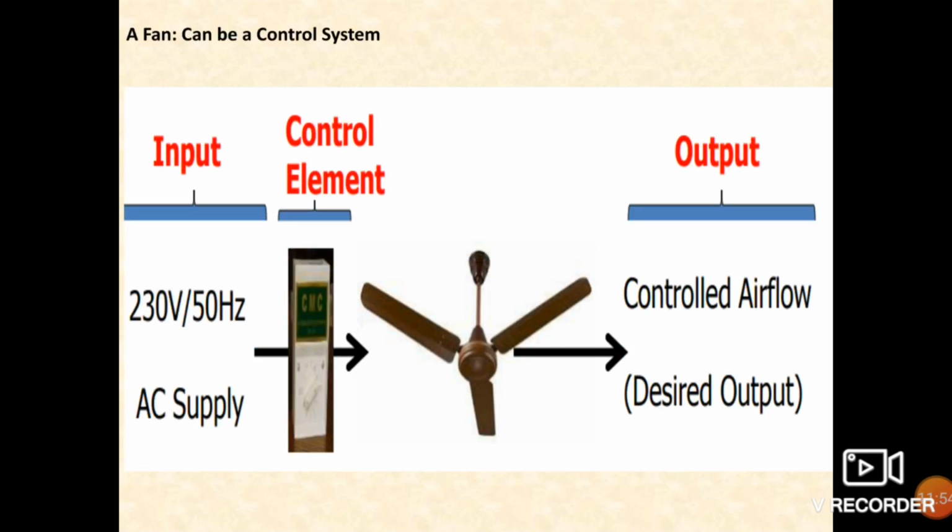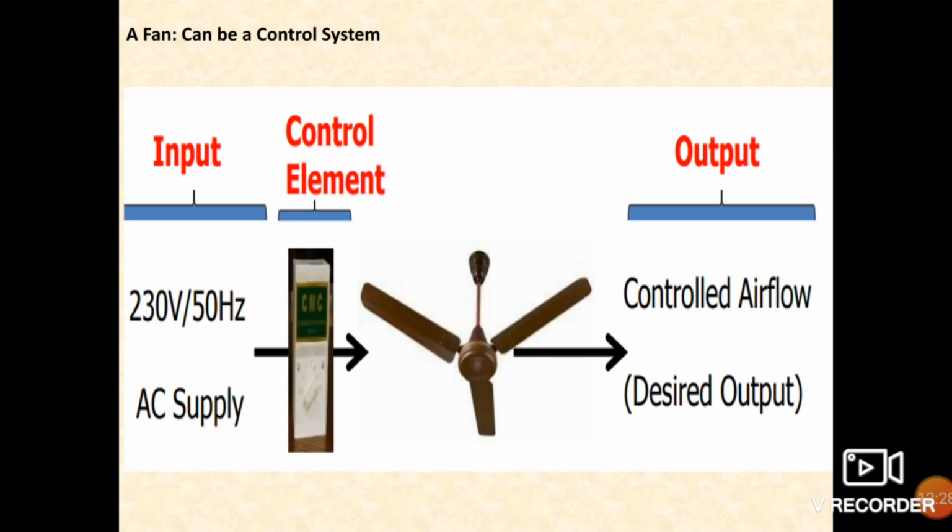So a fan becomes a control system when it contains some control element. Here this control element is nothing but your regulator, the fan with the regulator. So what is the purpose of the regulator? The regulator is used to select the speed at which the fan blades are rotating. So if a fan comes with a regulator, we can say the fan is a control system.